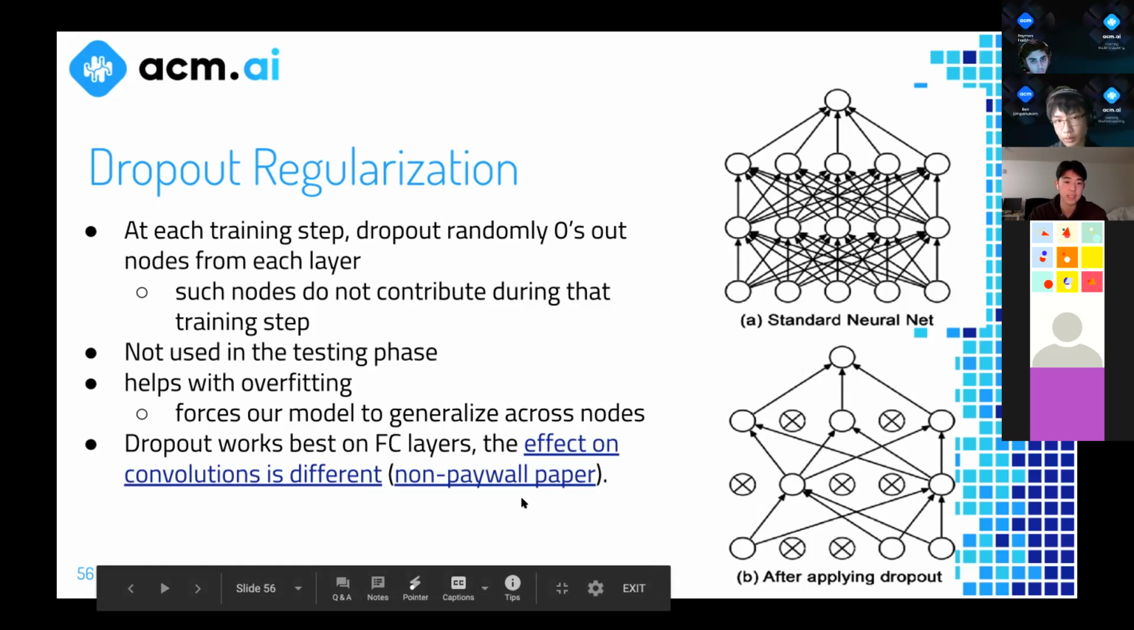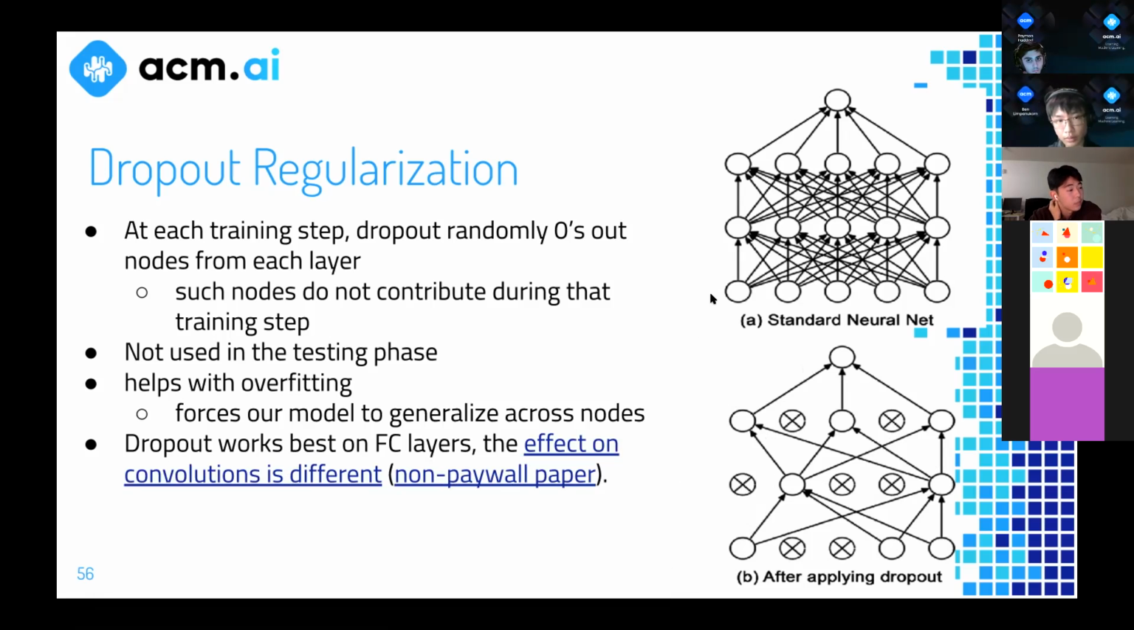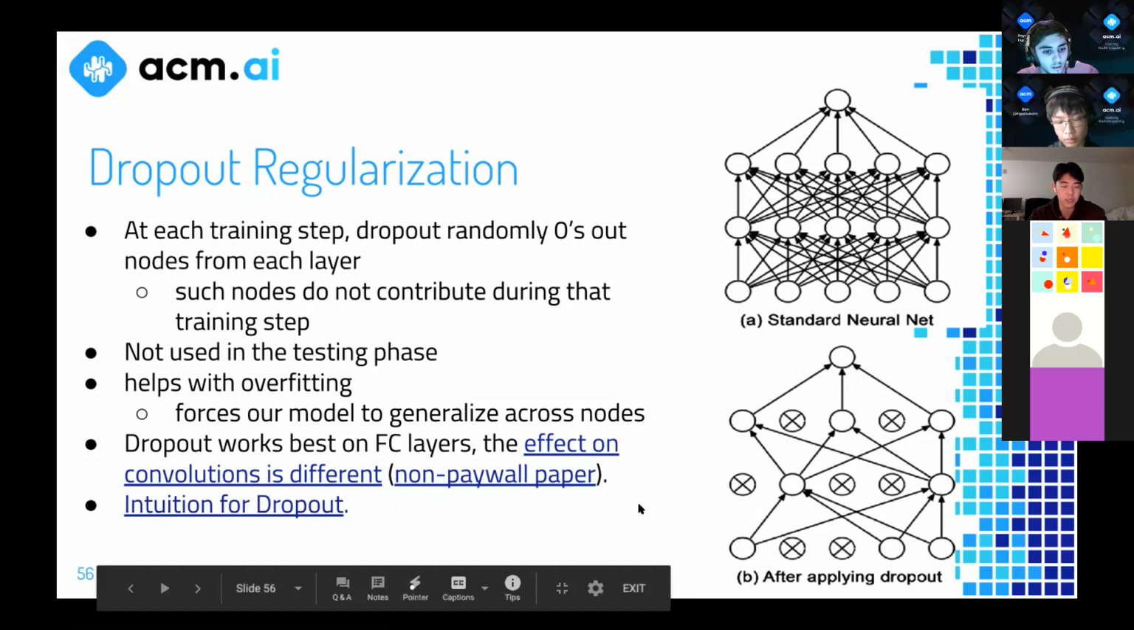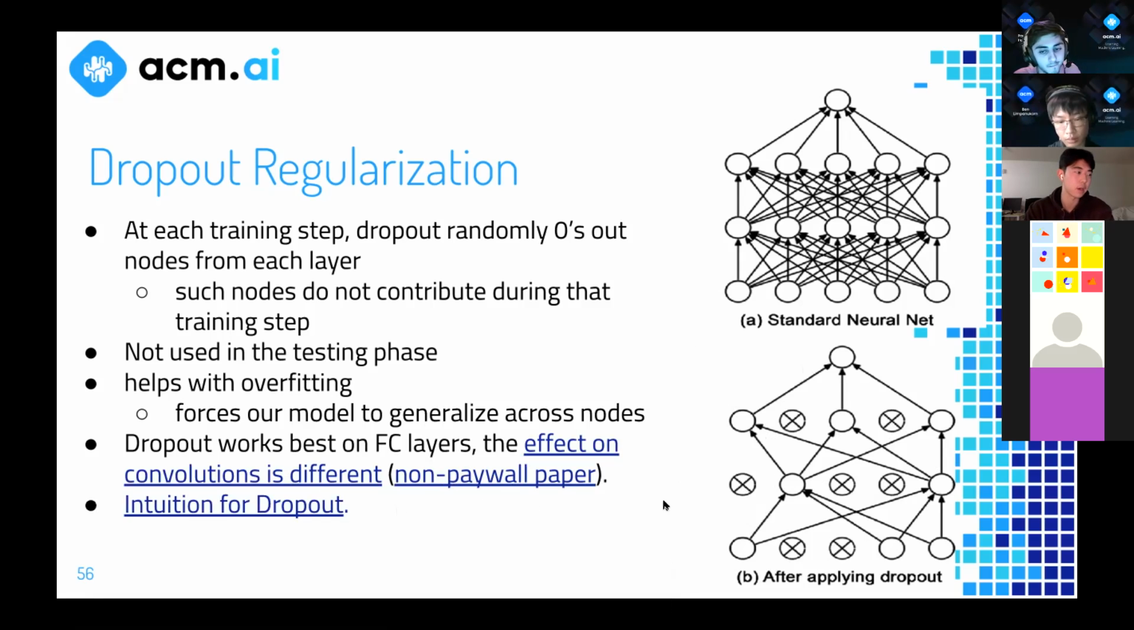Dropout works best on fully connected layers. You can check these different resources to see how that plays out in convolutional layers. Here's another resource just for a general intuition for dropout.